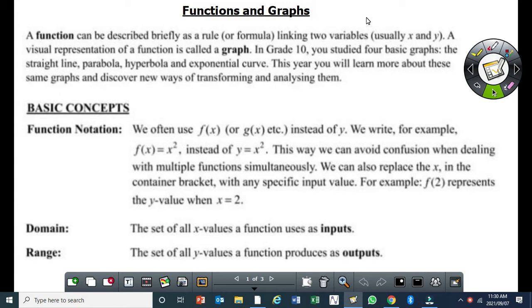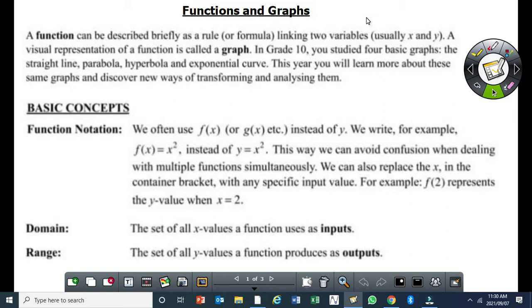So, your functions and graphs, right? You learned about functions in grade 9 for the first time. That is in terms of the linear function. Then in grade 10, you learned about 4 functions: the linear, the quadratic, which is also called the parabola, the hyperbolic function, which is also called the hyperbola, and the exponential function, which is also called the exponential curve. So you did those 4.